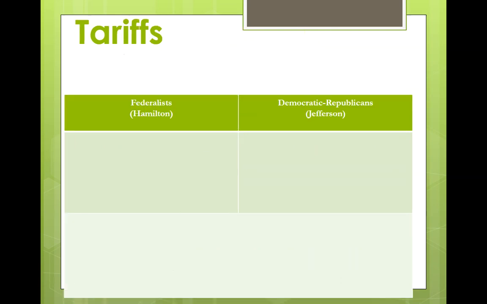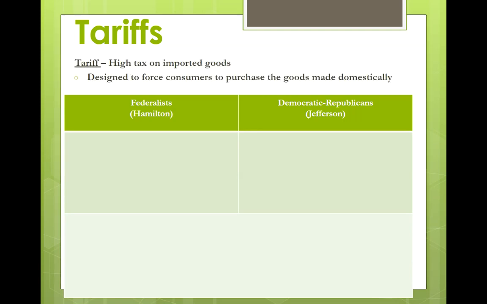Another argument that they had was about tariffs. The Federalists thought that tariffs would be good. Remember, a tariff is a high tax on an imported good. It's mainly designed to force consumers to buy local goods and not buy goods that are being imported or brought in from somewhere else. So they're trying to increase the sale of goods at home rather than buying things from overseas. So the Federalists, of course, favored this idea. They thought it would encourage American production.